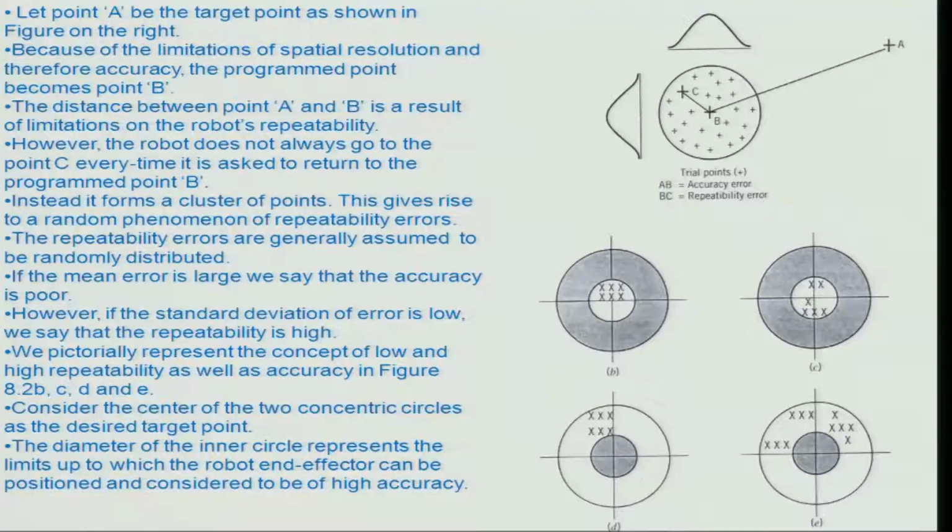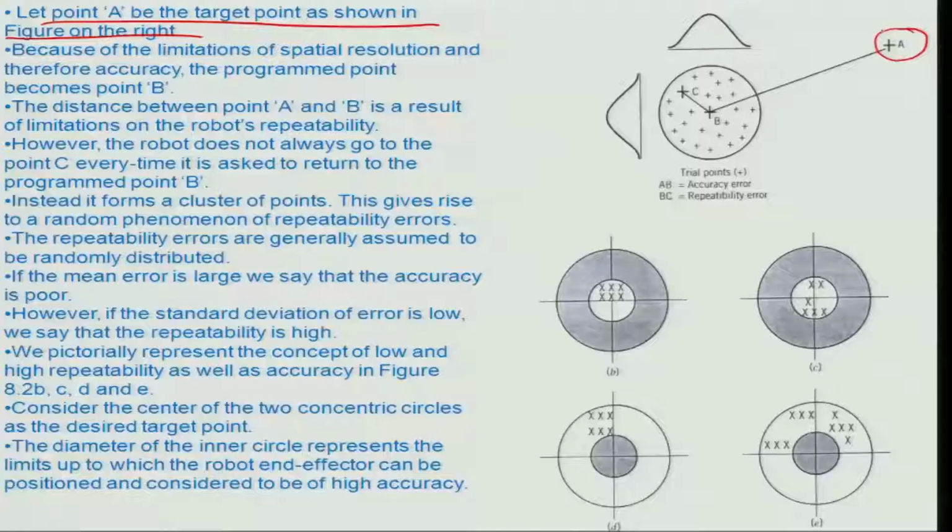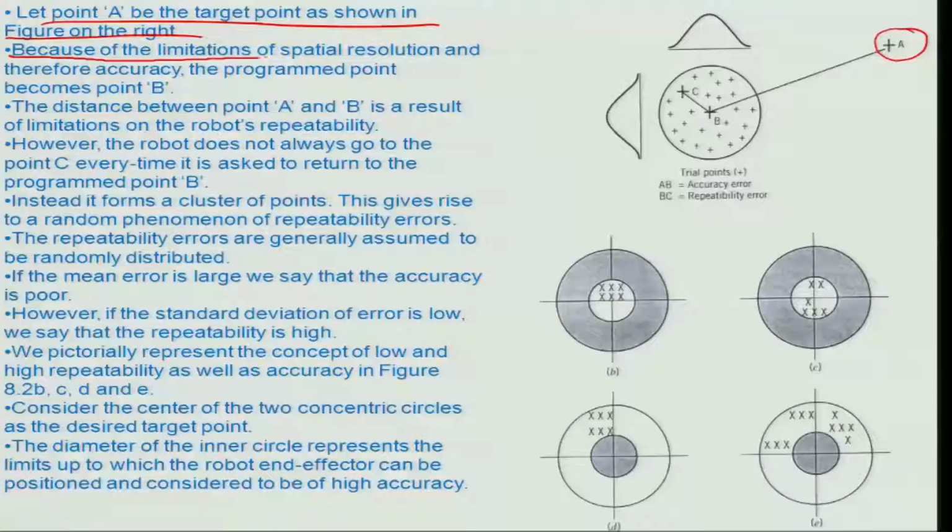Let us say there is a point A which is the target position, as shown in the figure on the right, and position A is represented here in this particular figure. So, this is the position where the end effector of the robot should go once it has been programmed. Because of the limitations of the spatial resolution and therefore accuracy, the programmed point becomes point B. So, instead of going to A, the robot goes to a certain point B right about here.